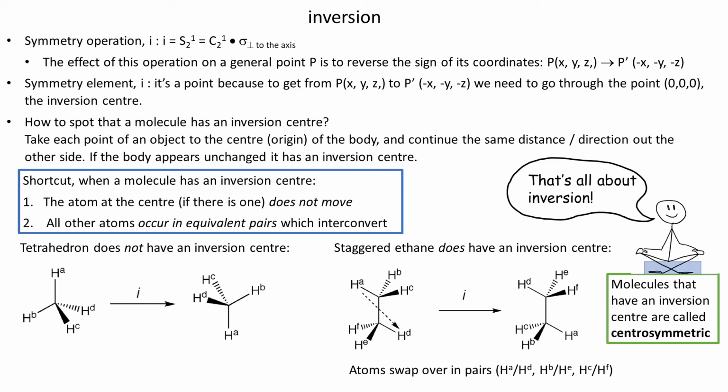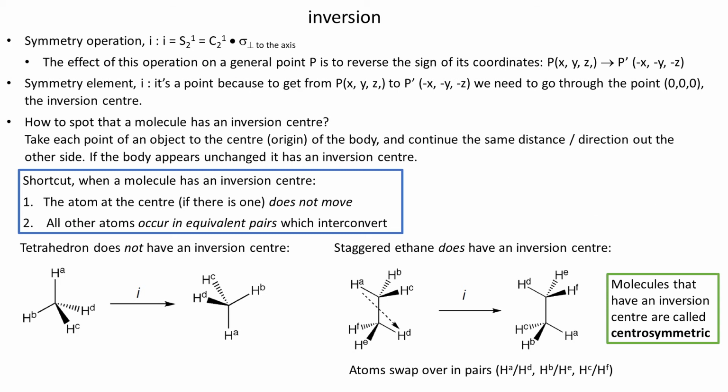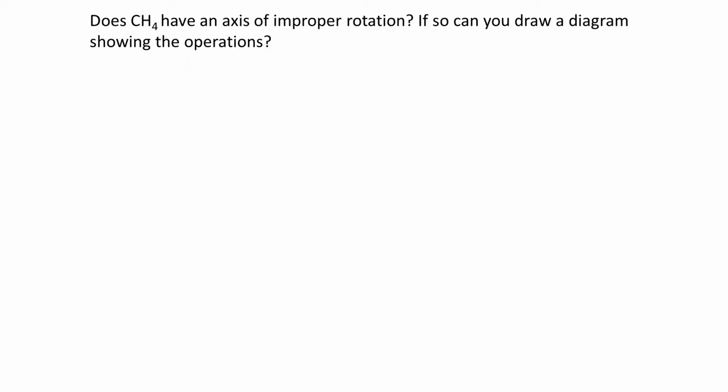So that's all I have for you about inversion. The bottom line is that if you forget some things about inversion, you can always recall that inversion is S2^1 and perform the operation of inversion in 2 steps. Now let's do some exercise. We already know that methane does not have S2^1, that is inversion. Does methane have any other improper rotation?